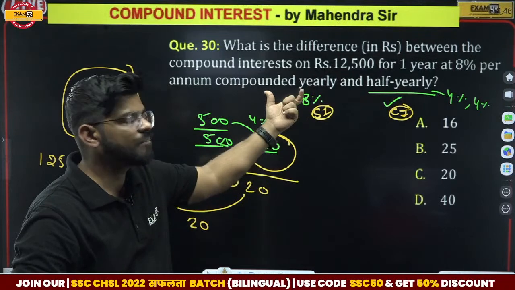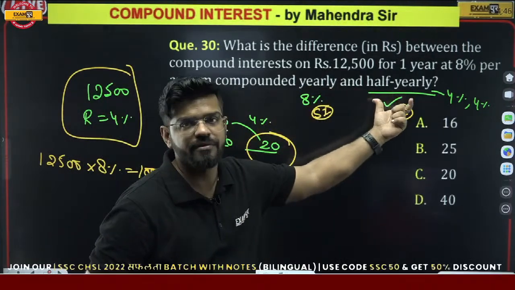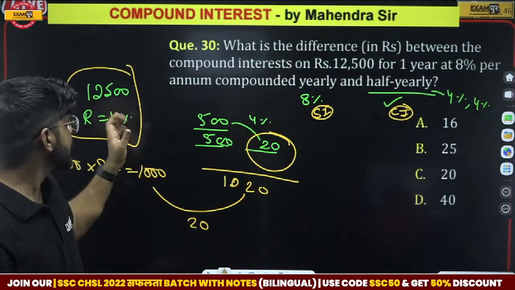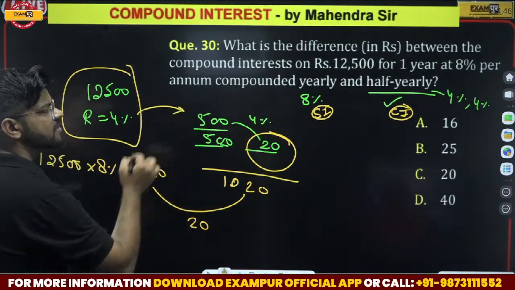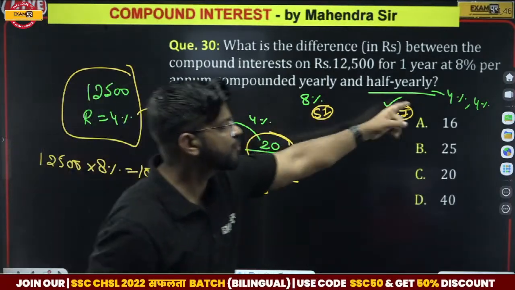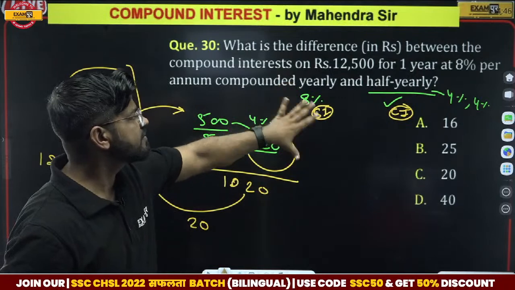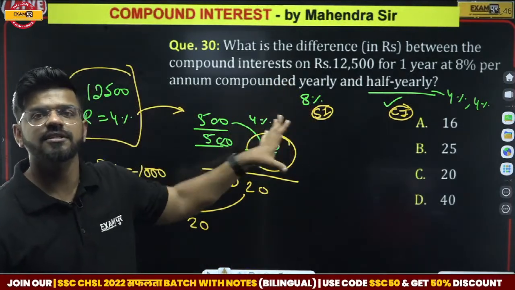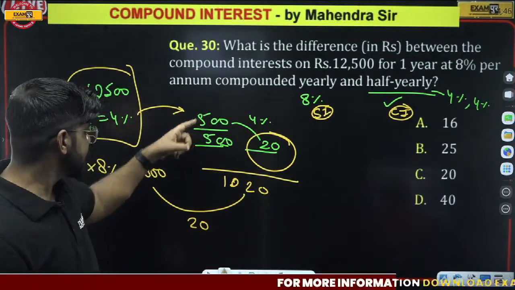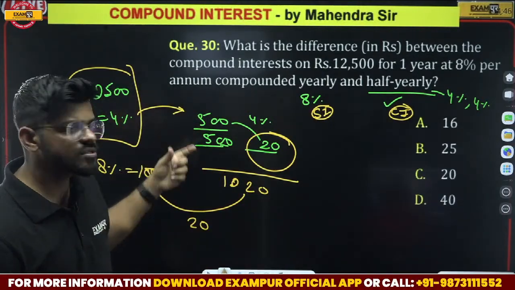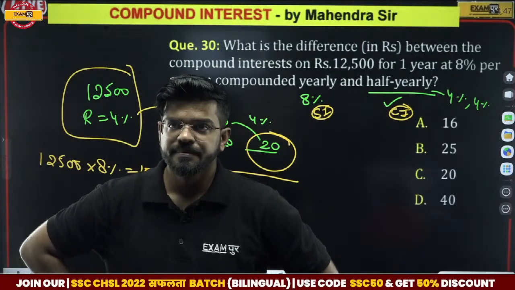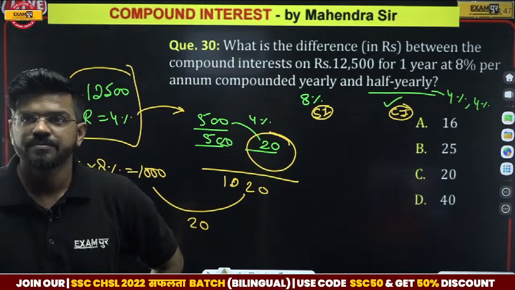Now clear? What is the difference between yearly and half yearly compounded interest? Here it is compounded yearly, here it is compounded half yearly, and I have to calculate the difference between them. So here I have considered 4%, because half yearly rate will be half, 4% and 4%, and here yearly we will get the 8%. I have considered it SI because for 1 year SI and CI are the same. Clear to all of you?